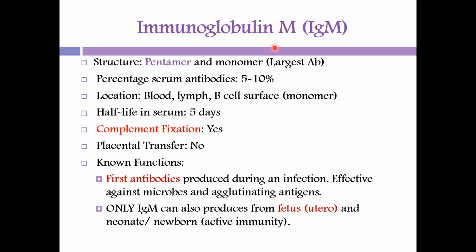This immunoglobulin IgM is the first antibody. It means in any acute infection, the first immunoglobulin that is elevated is IgM, produced during an infection, effective against microorganisms and agglutinating antigens.